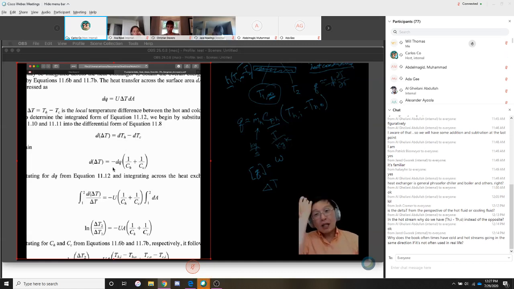So now you might ask, why on earth would you go about doing it this way? Look at this. How did you go from this step to this step? What's the deal with that? You're probably wondering, why didn't we just leave it in this way? Why did we bother to introduce dq, the differential amount of heat that was transferred over some differential area?